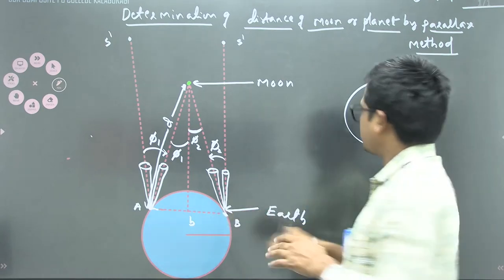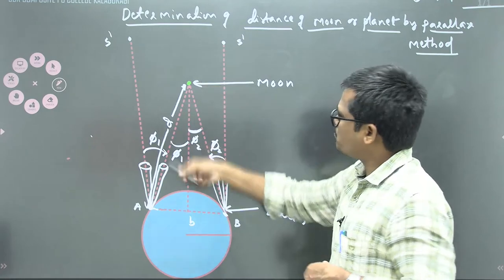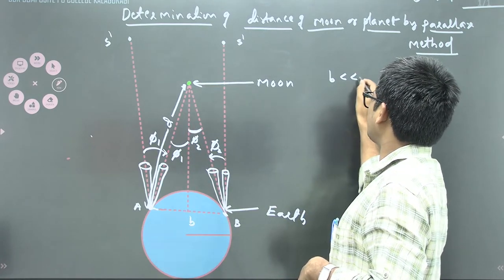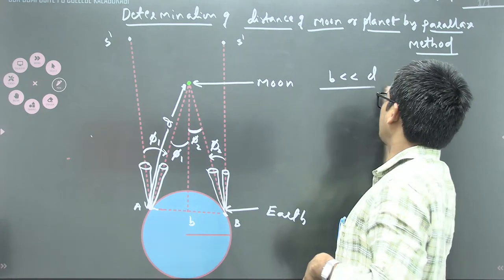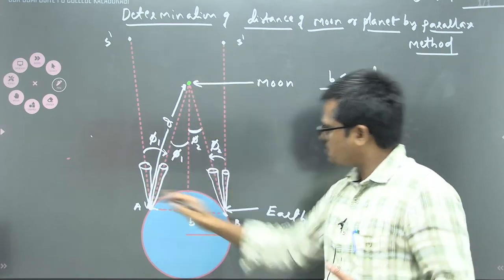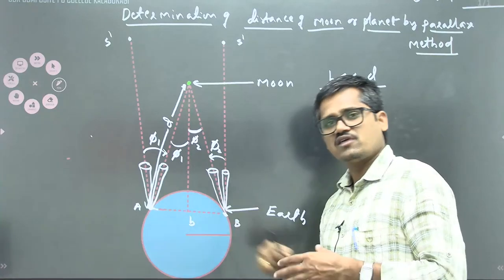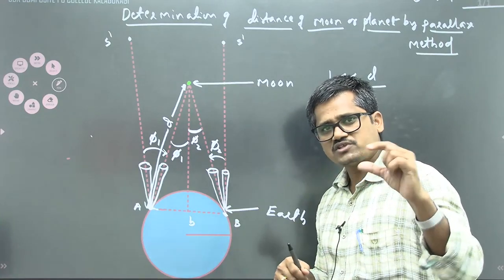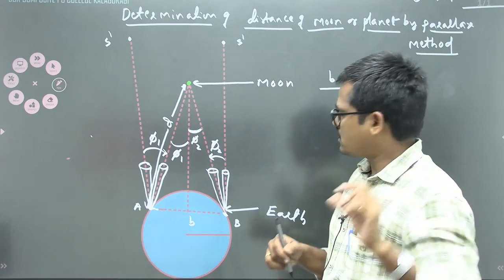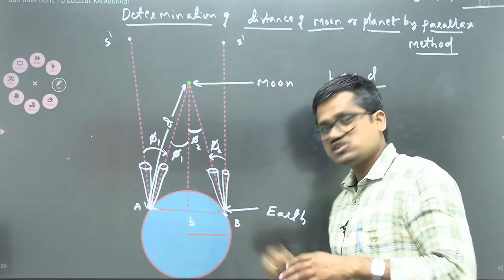Like in this case, b is very, very small compared to the distance of the moon from the earth. Definitely, this distance is very massive compared to b. Therefore, it looks straight, but still it is an arc of a circle. A very small part of the circle is straight itself. Very small part of the circle means that it is very negligible compared to the radius. Here the radius will be d and b is an arc.